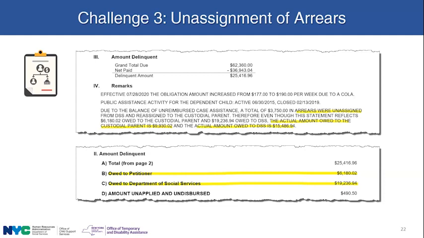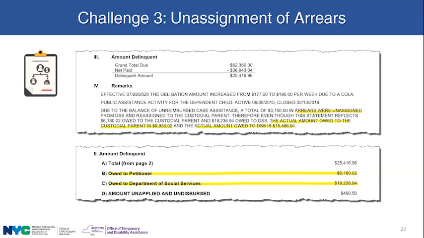So in this particular example, we have an example of a split beneficiary account where the account reflects a delinquent amount of $6,000 owed to the custodial parent and $19,000 owed to DSS. However, the remarks clarify that there were arrears that were unassigned from DSS and reassigned to the CP. Therefore, the actual amount owed to the CP is $9,000 and the actual amount owed to DSS is $15,000.